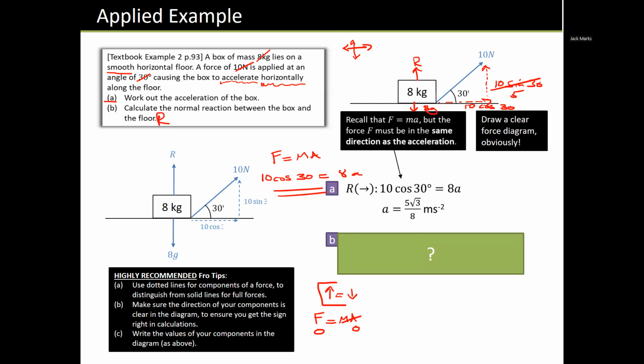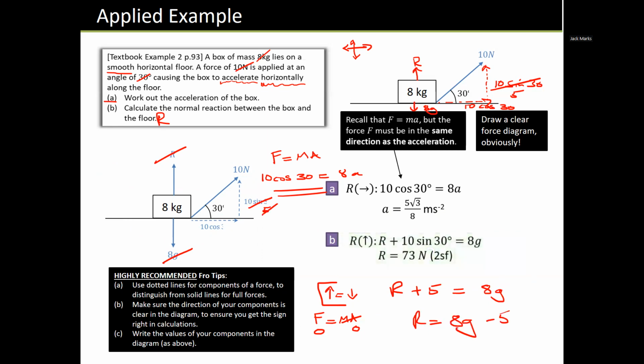Okay, so I'm going to just say up equals down. So all of the up forces equal all the down forces. So up force: R. Any more up forces? Yes, 10 sine 30. Remember, this is the same as 5. So plus 5 equals all of the down forces, 8g. So there you go. You can get the R on its own, which is just 8g minus 5. Okay, and that should be 73 newtons.